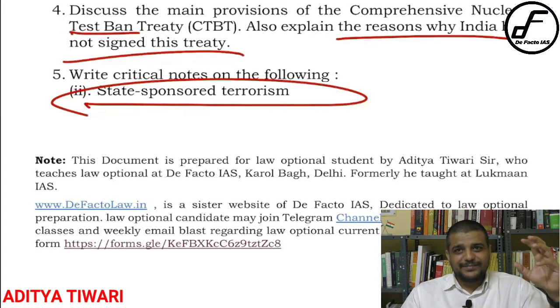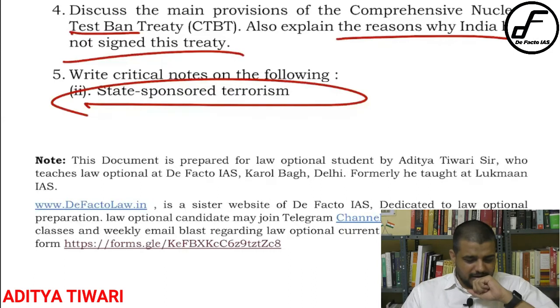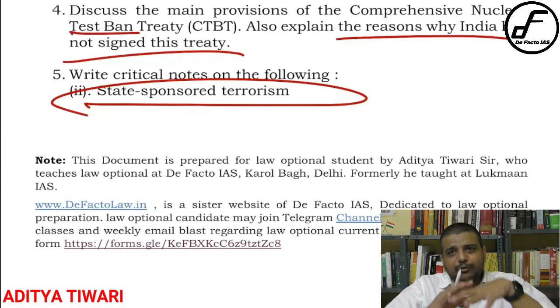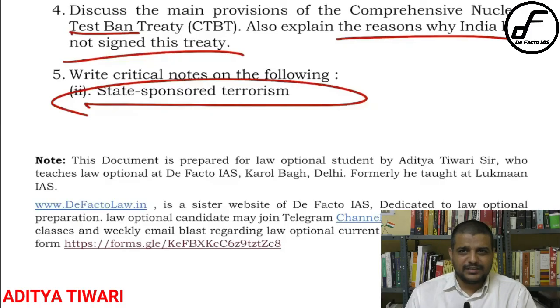Explain the meaning of terrorism. Write different perspectives of terrorism. And then write about state sponsored terrorism. And then write how state sponsored terrorism has been effective in India and in the world in general. So if you satisfy these three critical elements, it is okay.